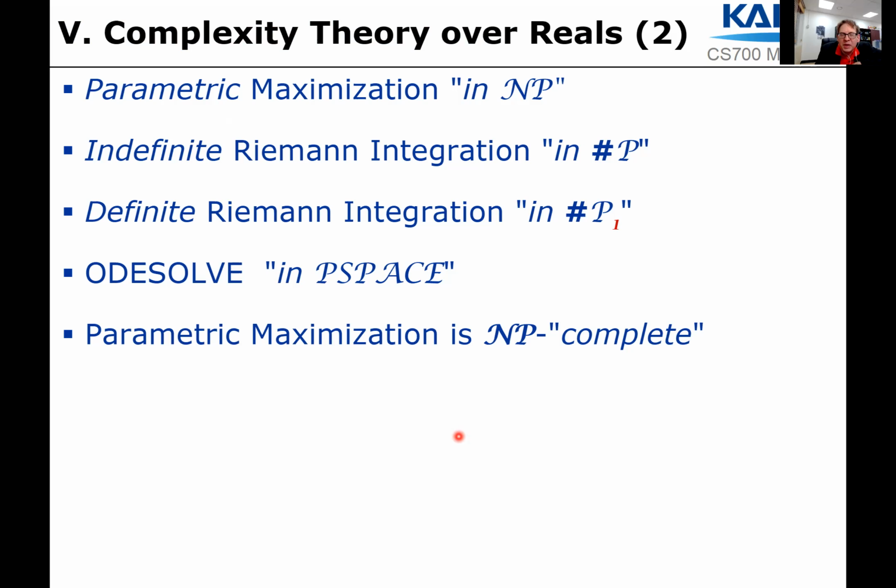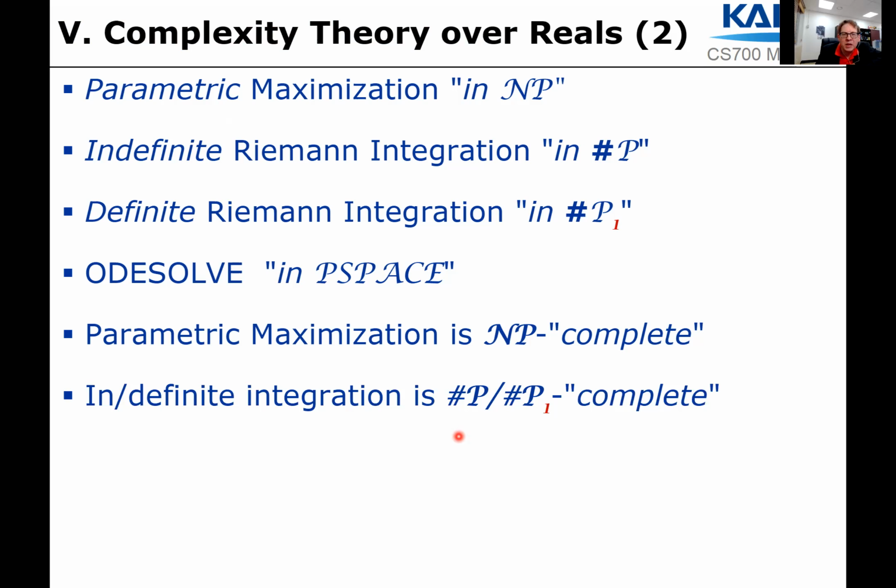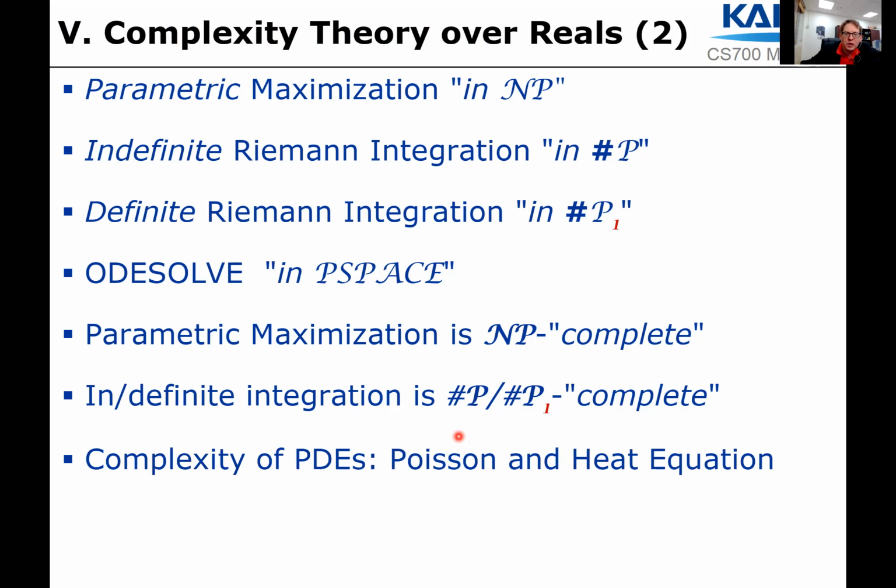That led us to the question whether these upper complexity bounds are optimal, and we saw that indeed they are. Parametric maximization is in a certain sense NP hard. We constructed an artificial but still relevant polynomial time computable function whose parametric maximum is not polynomial time computable unless P equals sharp P. We similarly showed that indefinite Riemann integration is also in a sense hard for these complexity classes sharp P and sharp P unary.